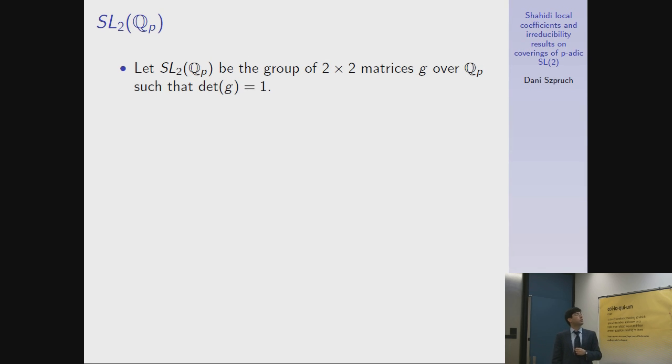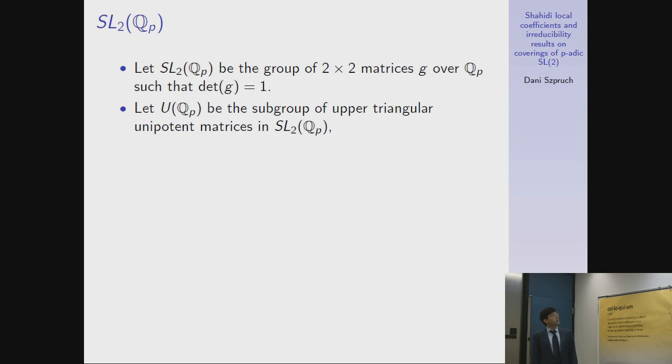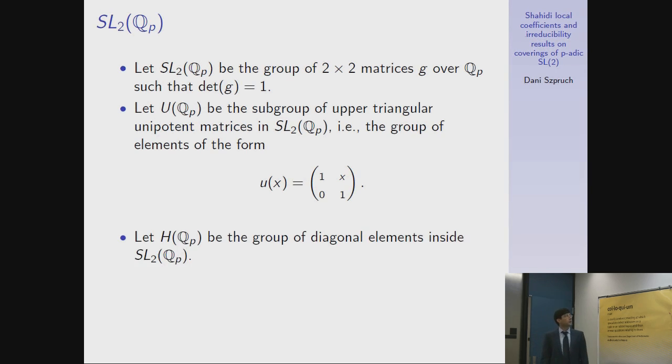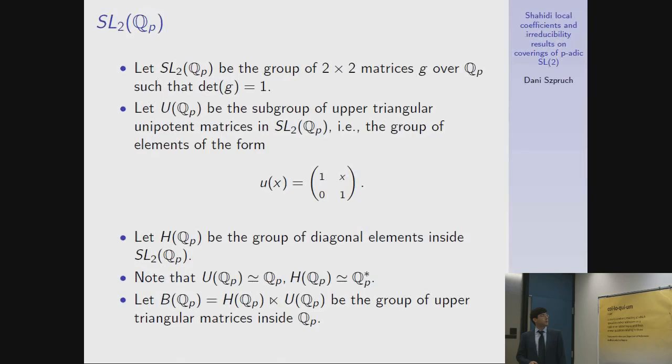So SL2QP is a group of 2 by 2 matrices over QP with determinant 1. Let's note UQP, the subgroup of upper triangular unipotent matrices inside the SL2. Right, those are the elements of the form 1 x 0 1. Let HQP be the group of diagonal elements inside SL2. It's easy to check that when you multiply these matrices, you are adding these coordinates. So UQP is isomorphic to QP, the additive group. And HQP is isomorphic to the multiplicative group, right? We have only one coordinate since it's SL2. And if you take the semi-direct product of the unipotent and the diagonal, you end up with the upper triangular matrices, U being normal inside the B.